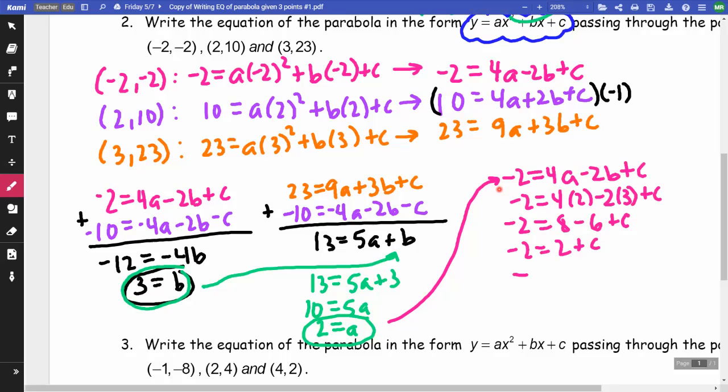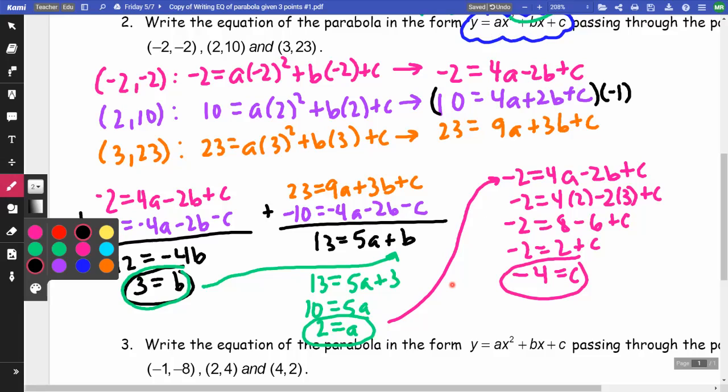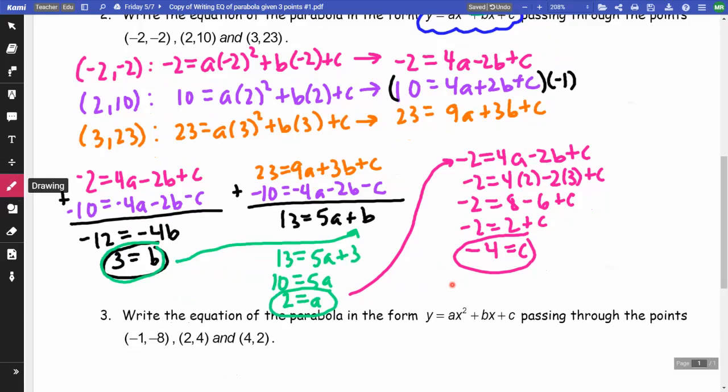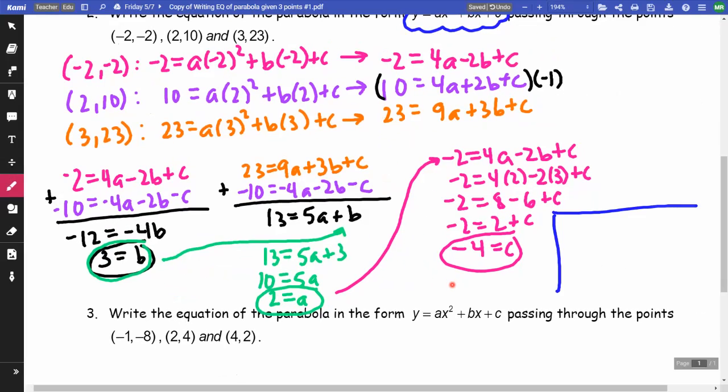I get -4 is equal to c. And so now I'm going to take my a, which is 2, my b, which is 3, and my c, which is -4, and put it into the equation. So I will write this in blue. I'll write it down here. So again, I'm going to have y equal a, which is 2, so 2x squared, b, which is 3, so plus 3x, and then my c, which is -4. And that's my equation of my parabola that has these 3 points.